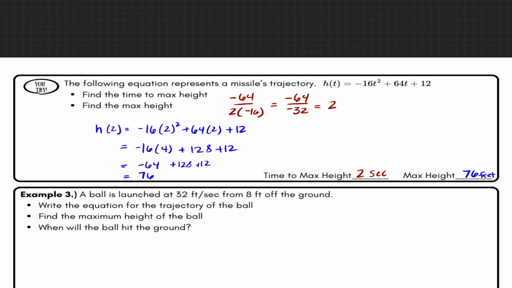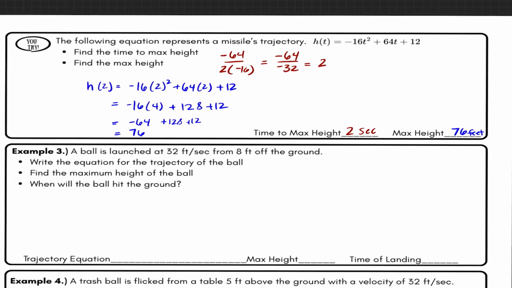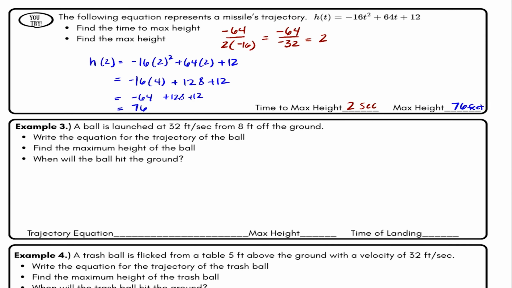Great job. So we're going to be moving on to a new type of problem where we're going to be finding the trajectory equations. In the previous three examples, we were given the equations for the trajectory of the projectiles. But on this one, we're going to have to write our own equation as well as find the maximum height, and then another additional step. We're going to be finding when the ball, or whatever the object is, hits the ground.